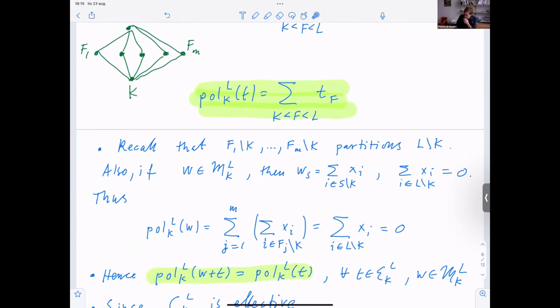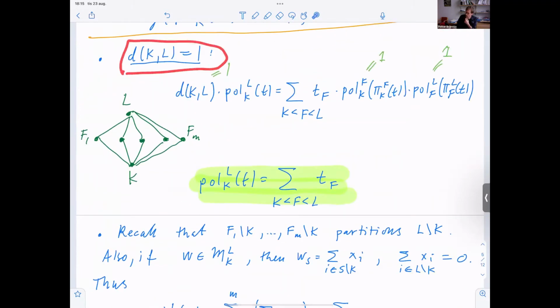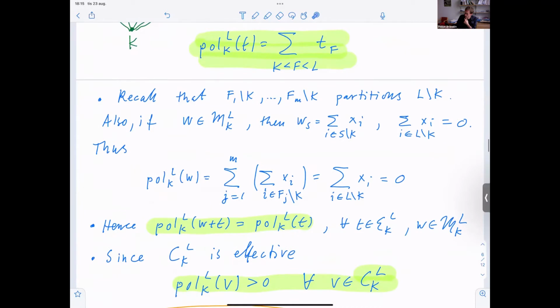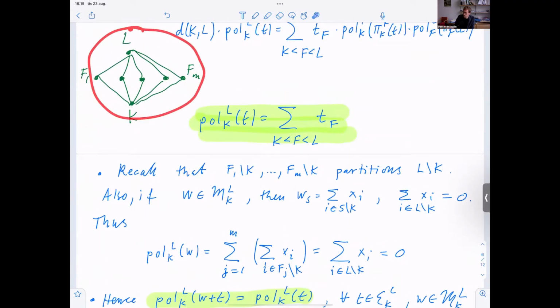Well, let us still be in the case where DKL is equal to 1, and we want to see some features of these linear polynomials. Since this is a lattice of flats, each interval is also a lattice of flats. So these F1 to Fm will just be the parallel classes.